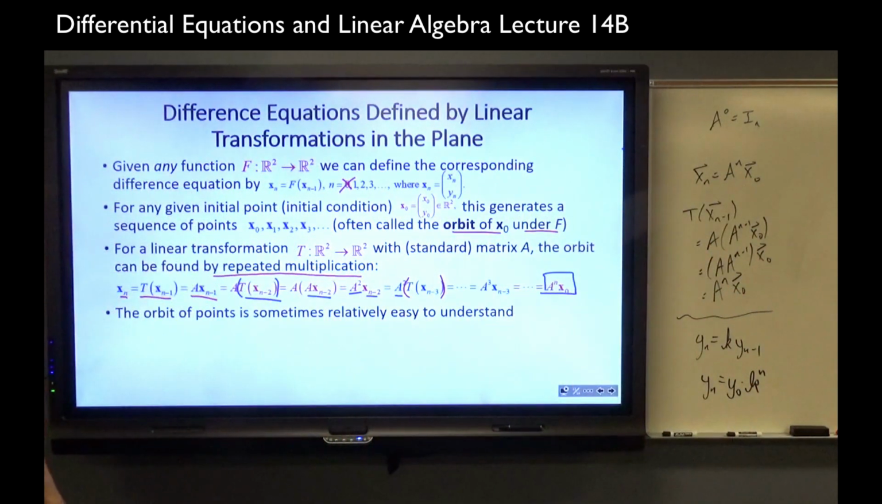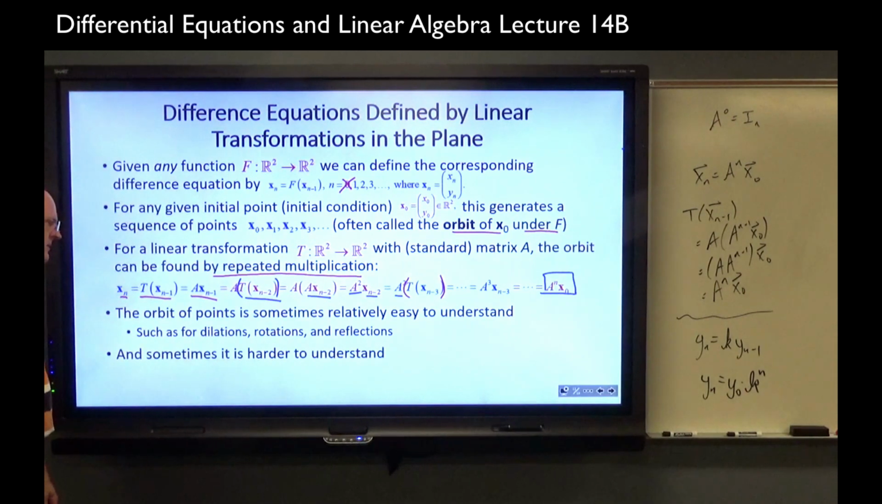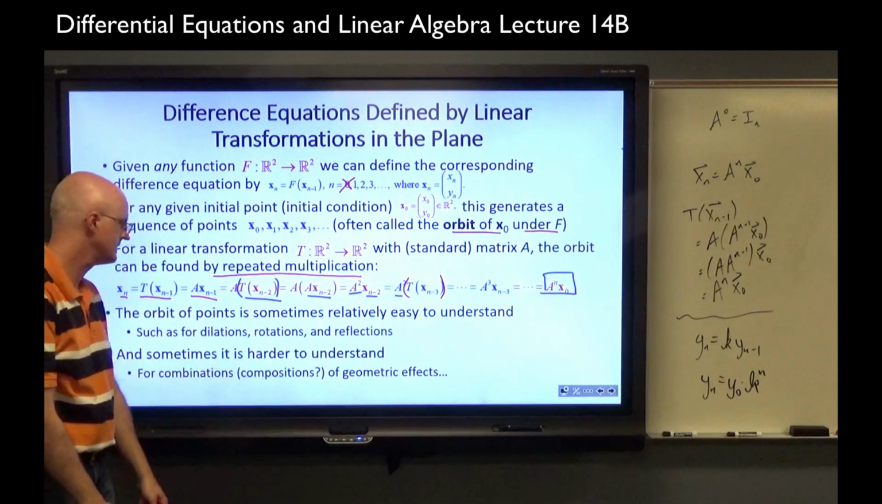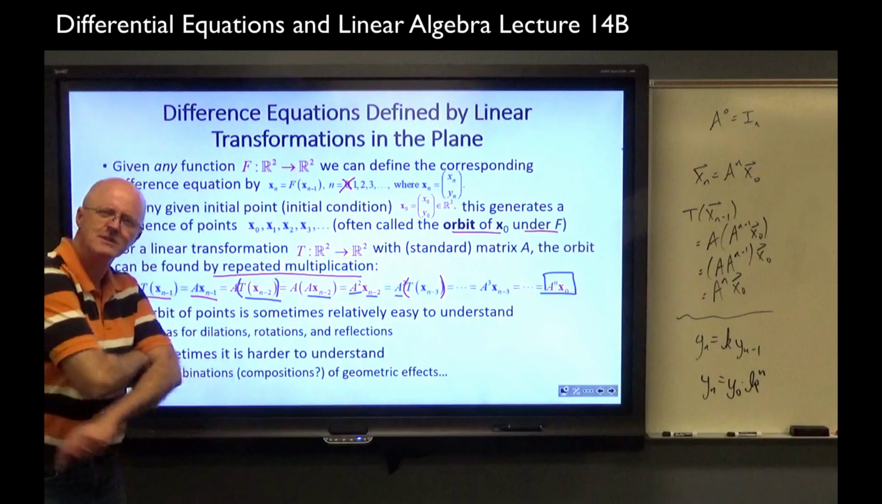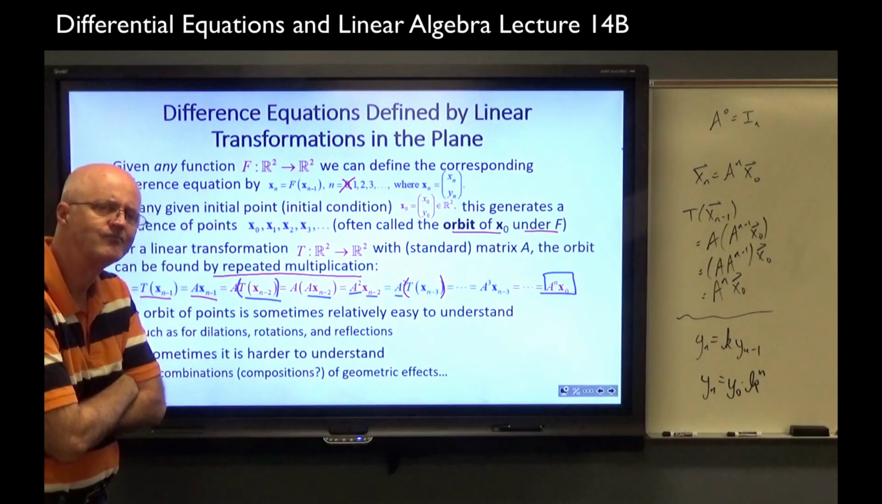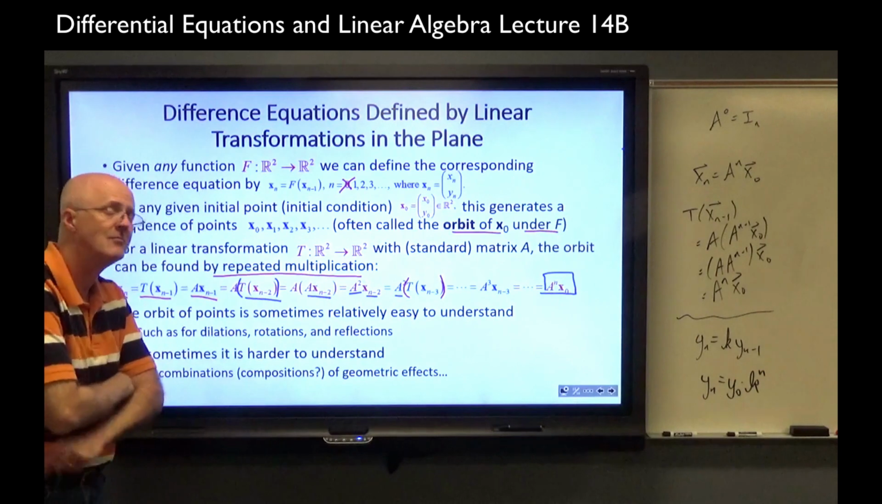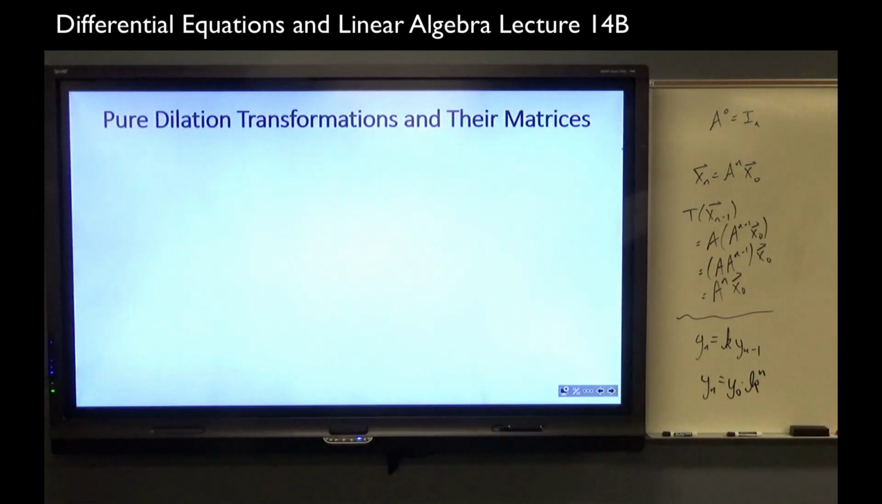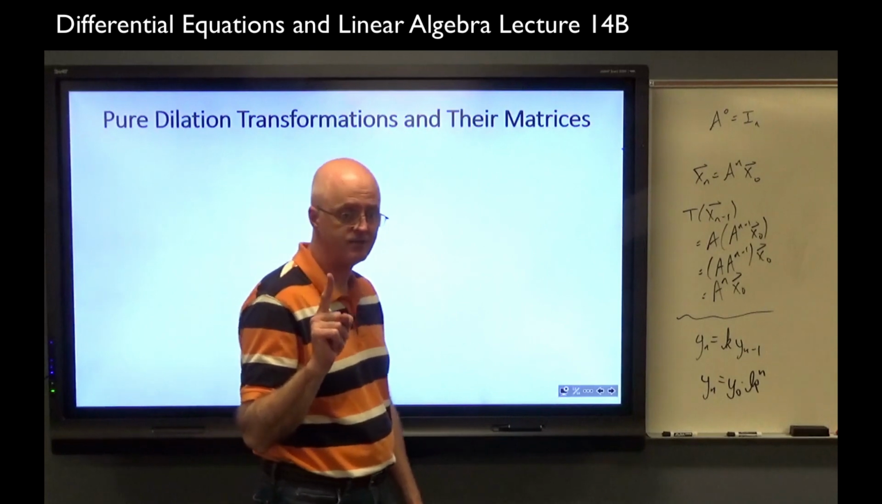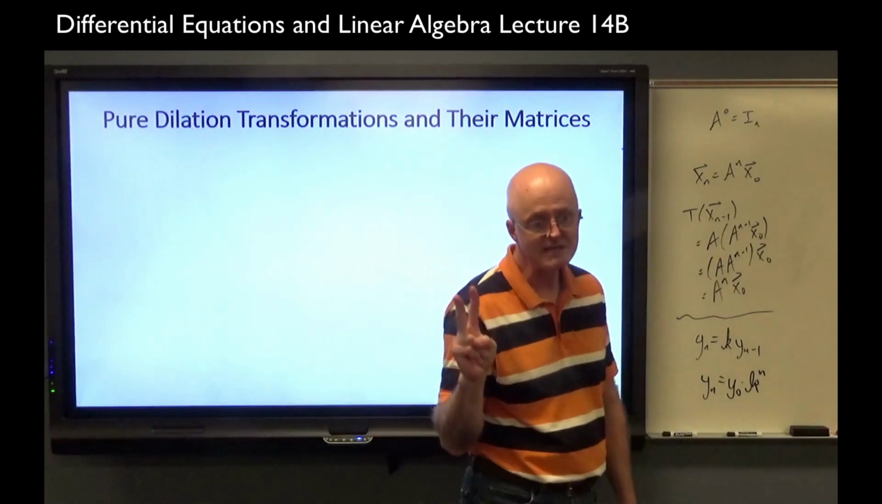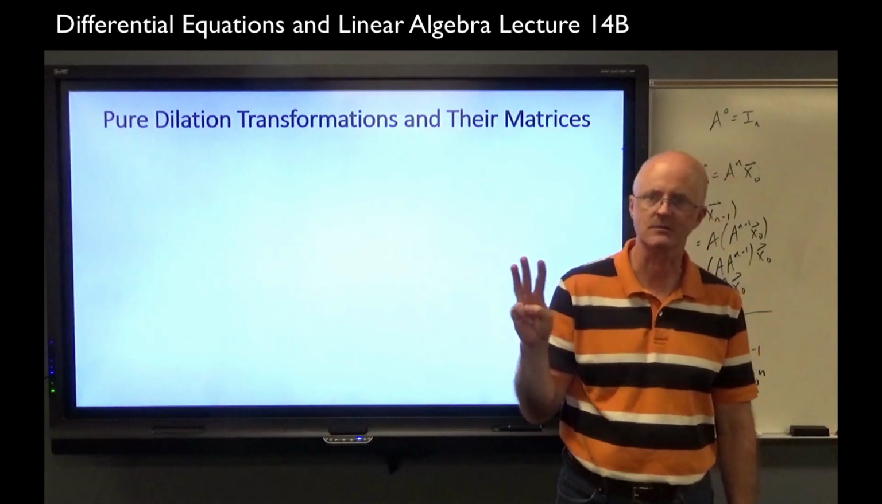The orbit of points is sometimes relatively easy to understand, like with dilations, rotations, and reflections. Sometimes it's harder to understand for combinations of these geometric effects and maybe some other geometric effects. Are the combinations going to be compositions? Possibly. We'll get to that eventually. All right, so now we're looking at examples. We're going to look at 3 main examples, what I call pure dilation, a mixed dilation, and a rotation.